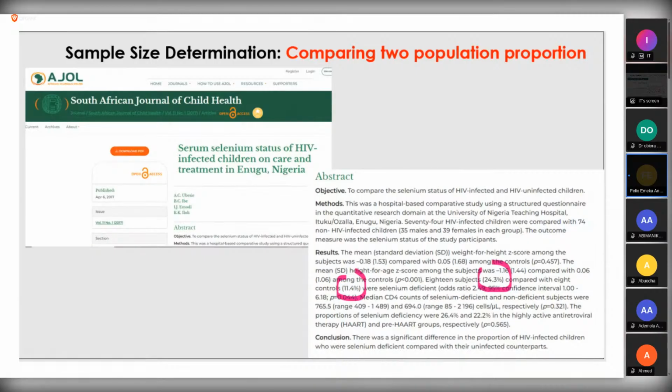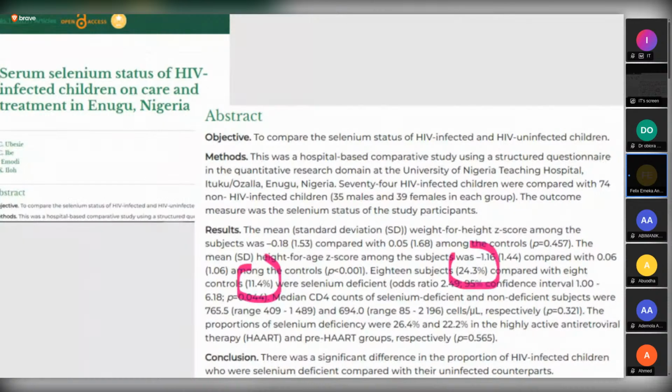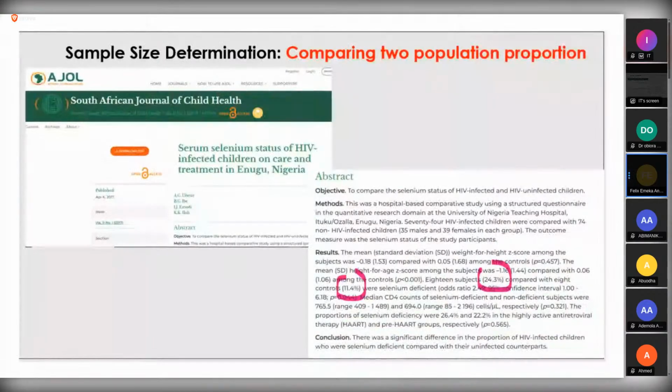So if you're doing a study like that, you are going to go to the internet and find a similar study. By looking for that similar study, you will read through it and you will see that they found selenium deficiency for HIV children was 24.3, which is our P1. Selenium deficiency for controls, meaning children that are not HIV positive, is 11.4. So in our formula, our P1 will now be 24.3, our P2 will now be 11.4. Every other thing there is a constant. So we are only looking for the P1 and the P2 in previous studies.